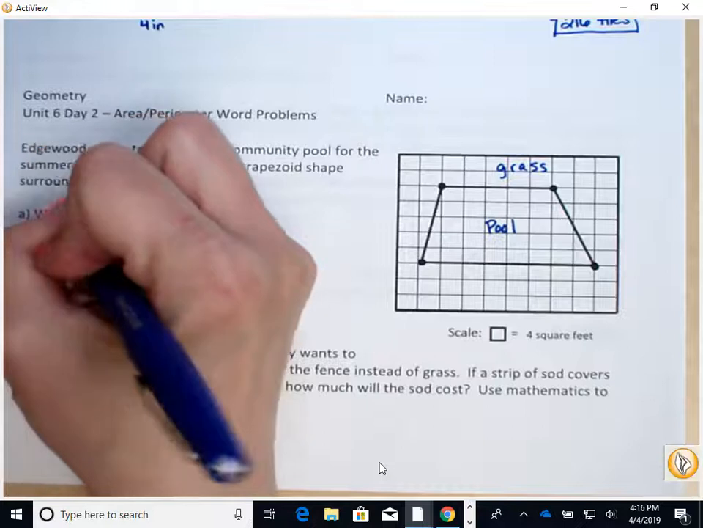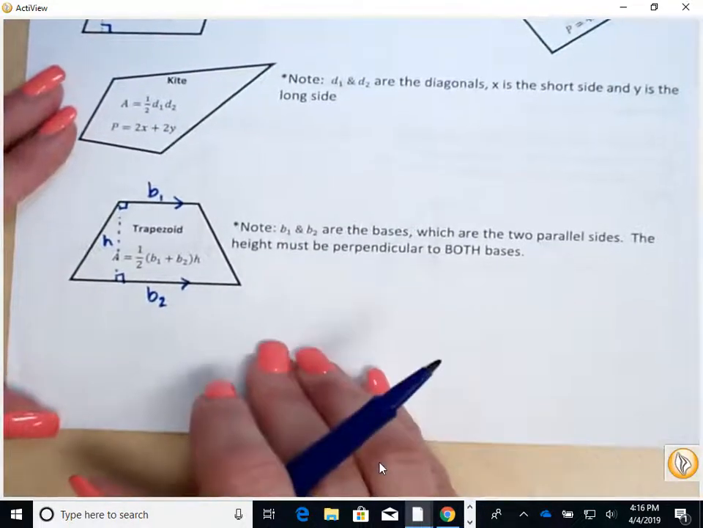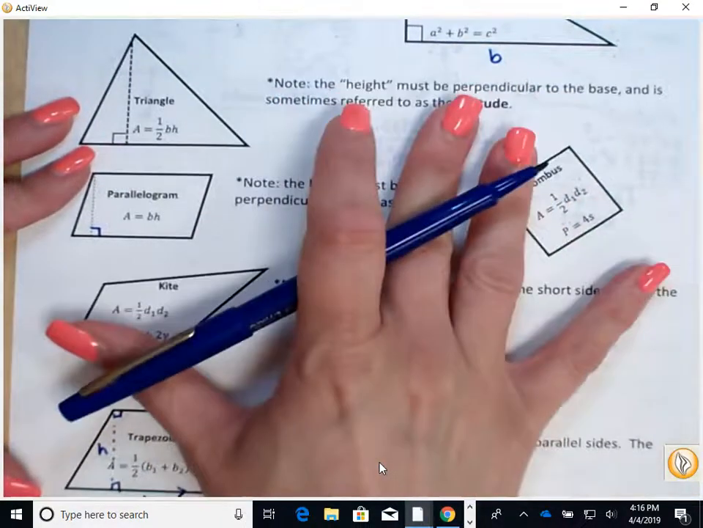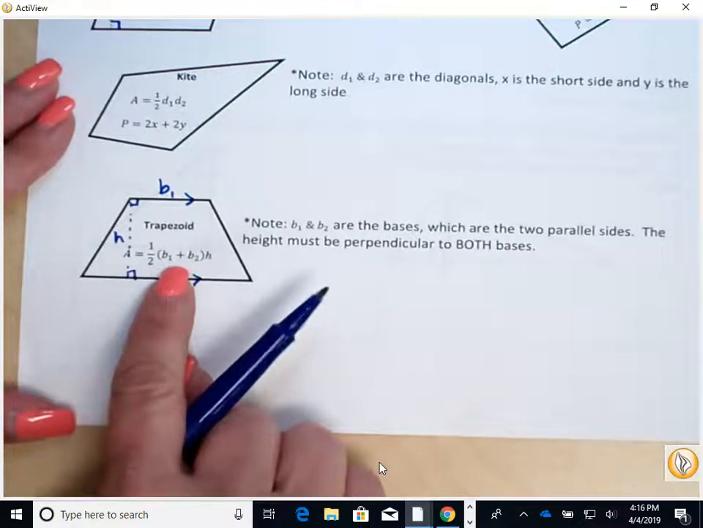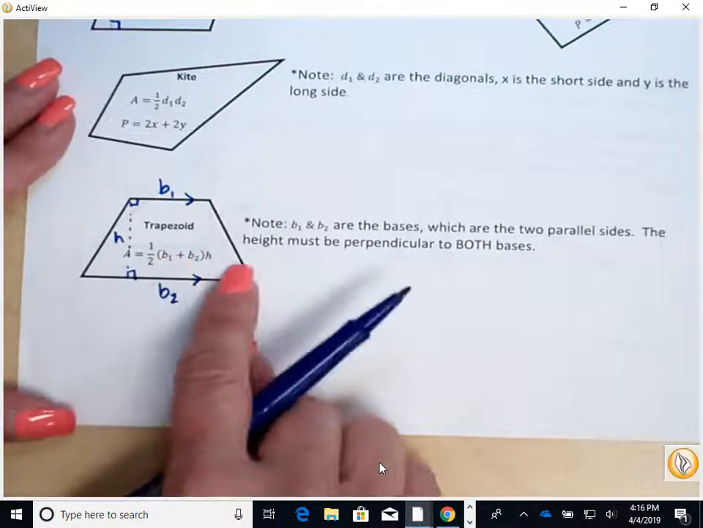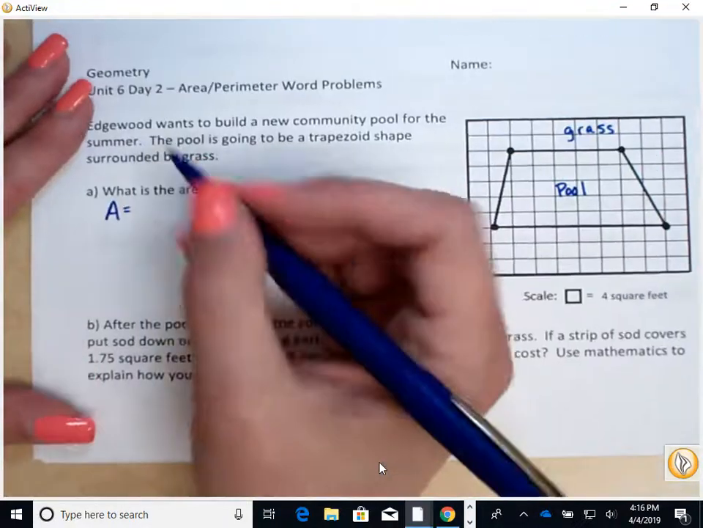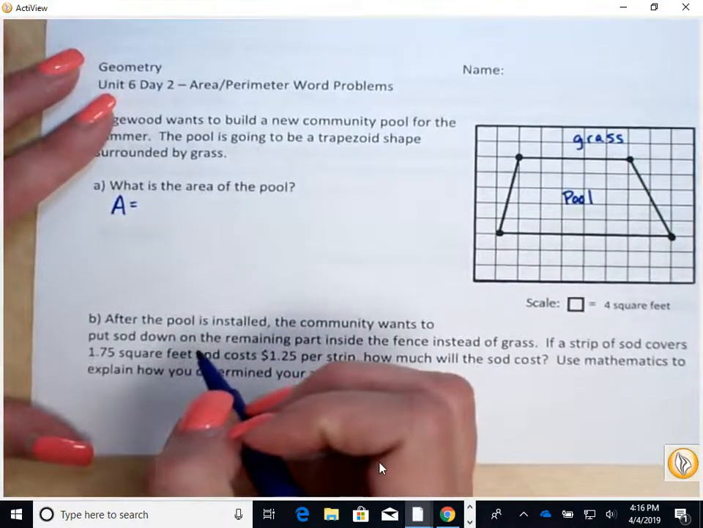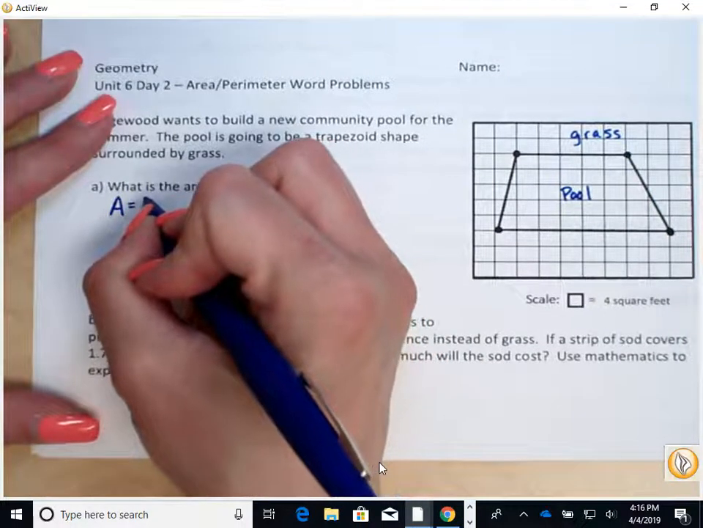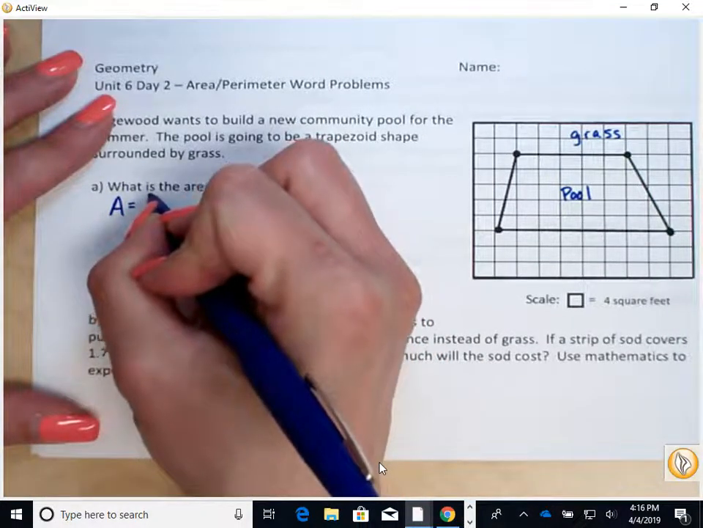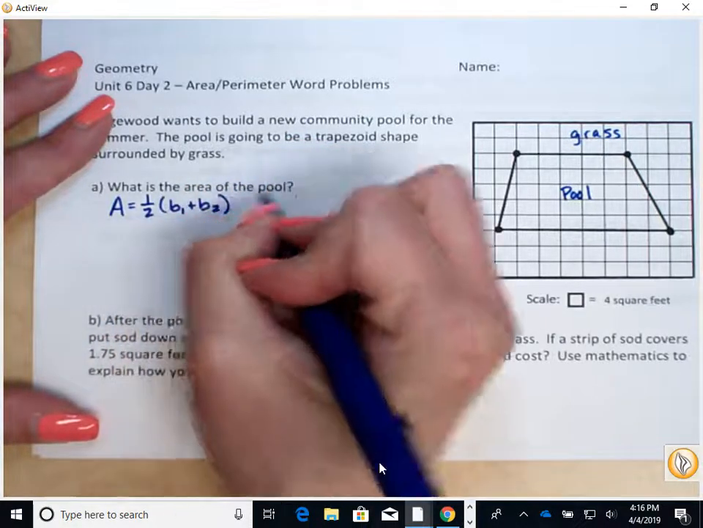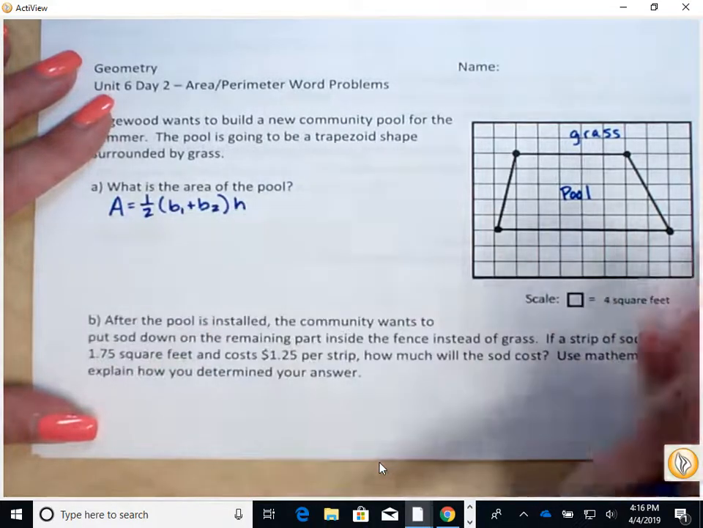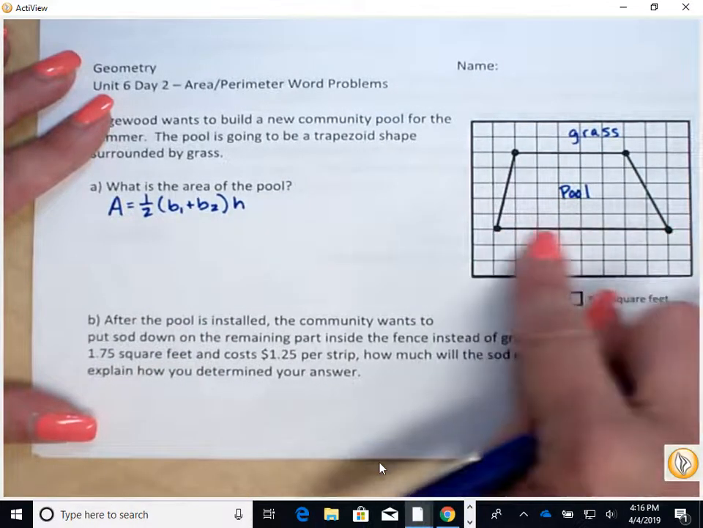If you look back at your reference sheet, because I don't expect you guys to memorize these, I will have this reference sheet for you when we quiz and when we test. The area of a trapezoid is 1/2 times the number we get when we add the two bases together, times the height. So I like to write my formulas in my work so then I can just fill in those bases and heights with what I know they are. So 1/2 times base 1 plus base 2 times the height. So remember, your bases are your two parallel sides, okay?